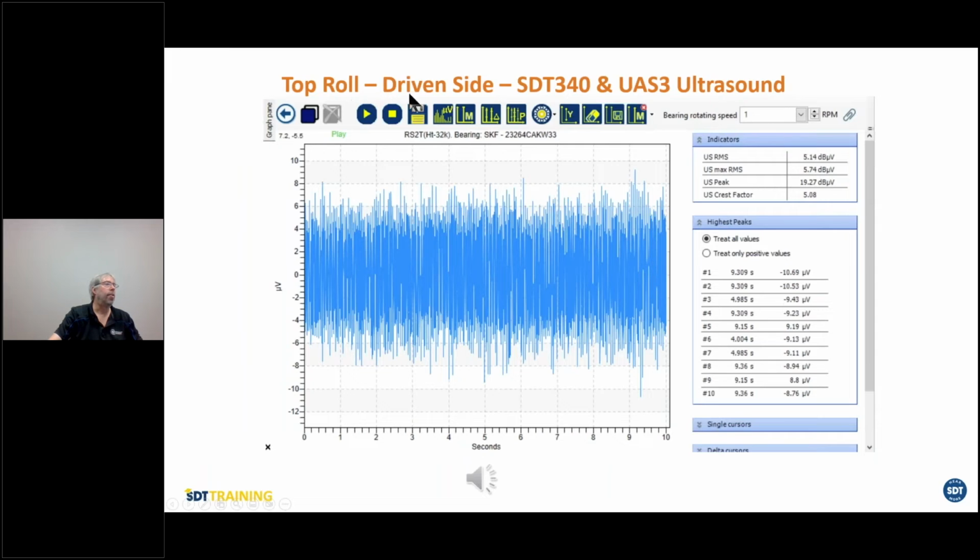Then we have the top roll driven side, the UAS3, and we have a sound. So I'll play that sound for you right now.